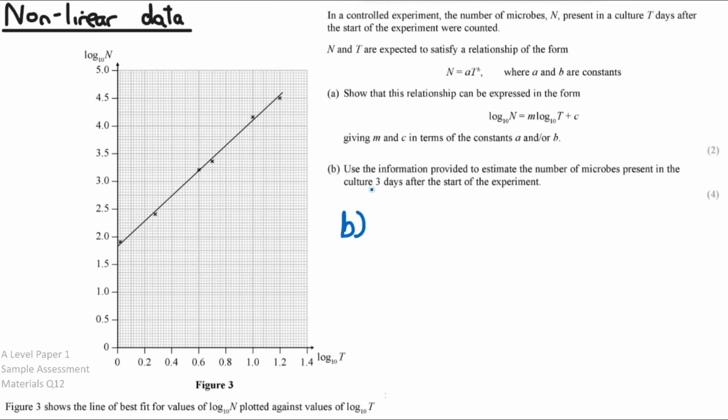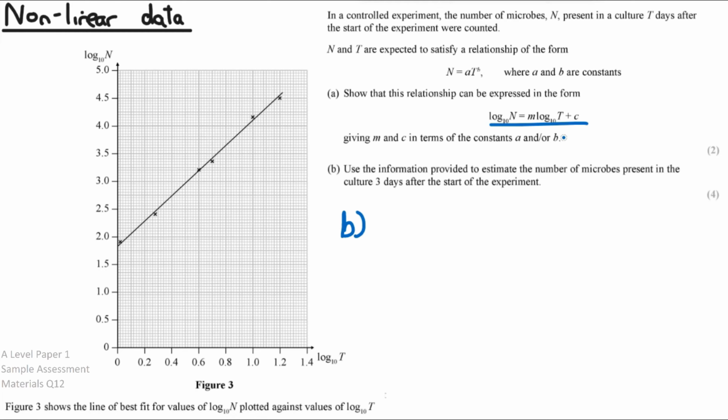So for part B, we need to estimate the number of microbes, which is n in this model, present in the culture 3 days after the start of the experiment. And as it's t days after the start of the experiment, therefore t is going to be equal to 3. So what we actually need to do is find the equation for this line and then sub in t in order to get the value for n.